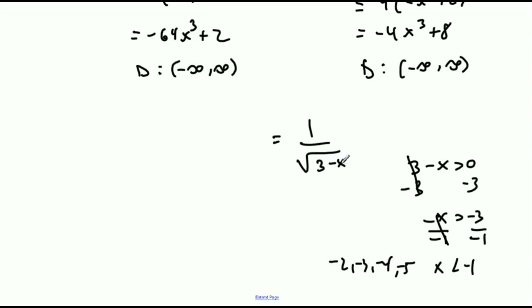But what happens if you plug in, for example, 3, or if you plug in 4, or 5, or 6, or 7? Because if you plug in 3, now the denominator is going to be 0 right there. So you can't plug in 3.